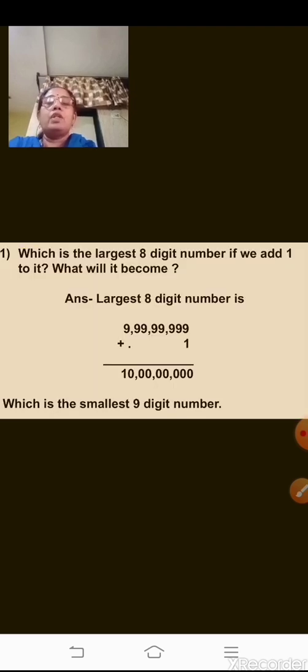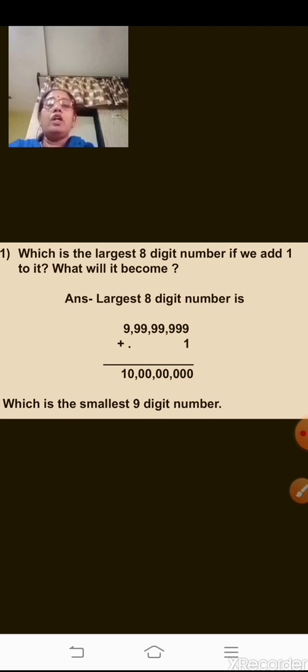All these word problems are based on whatever concepts we have learned till now, nothing new. So let us come to the first sum. You have to read the question very carefully before solving the sum.